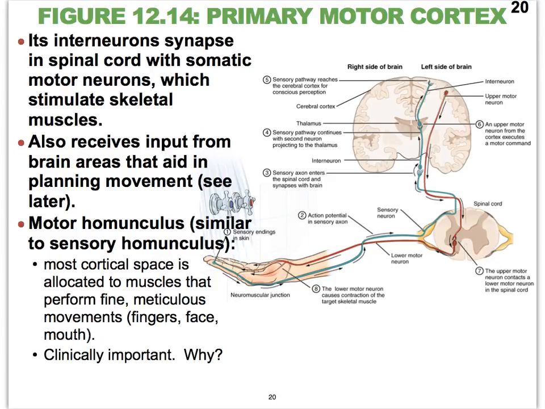Now, I don't have a picture of this, but remember the sensory homunculus? We can do the same thing for the motor area, the primary motor area, and draw a motor homunculus. In other words, we're going to see that lots of space in the primary motor cortex is allocated to muscles that require very fine, meticulous movements, such as we see occurring with our fingers, our tongue, our face, etc. And again, as you know, this is clinically important because then we are able to connect an injury to a particular finger to a specific spot in the brain.